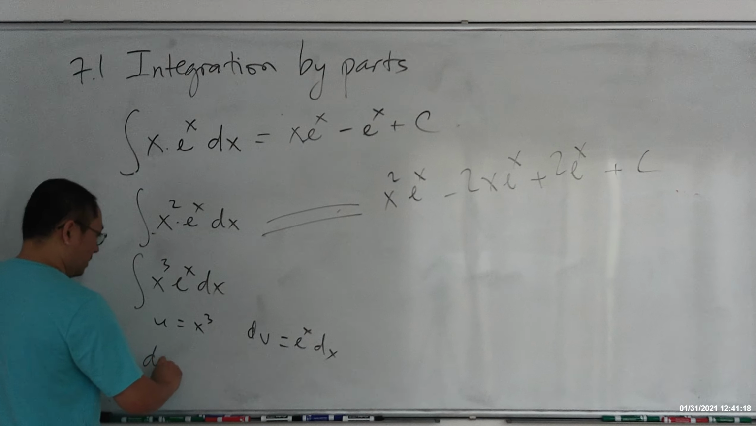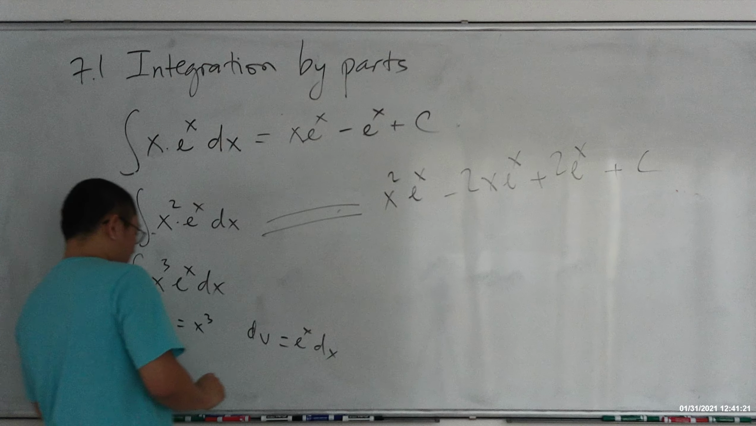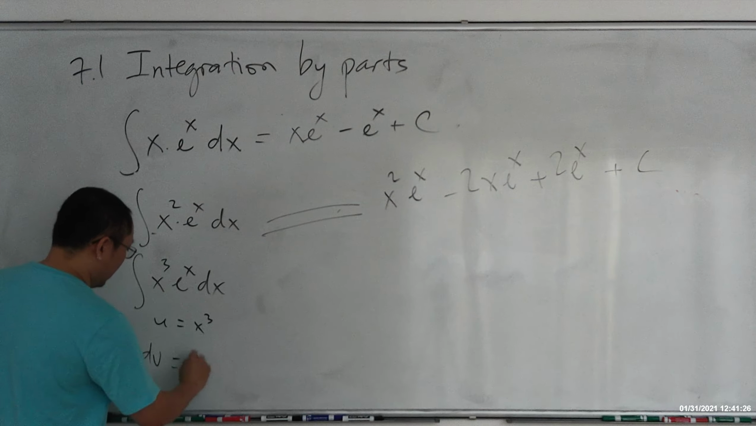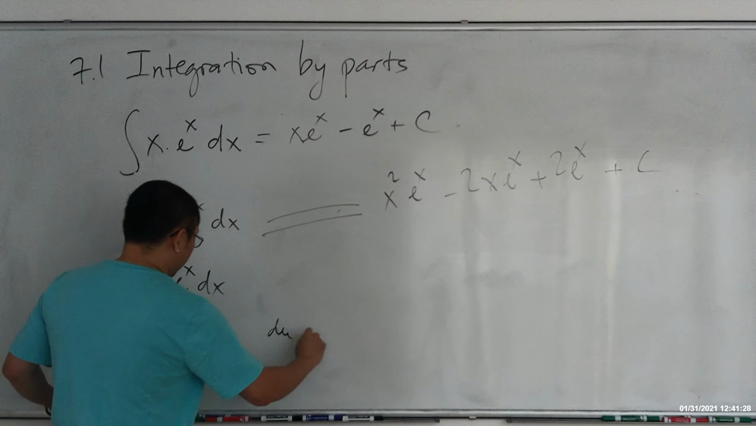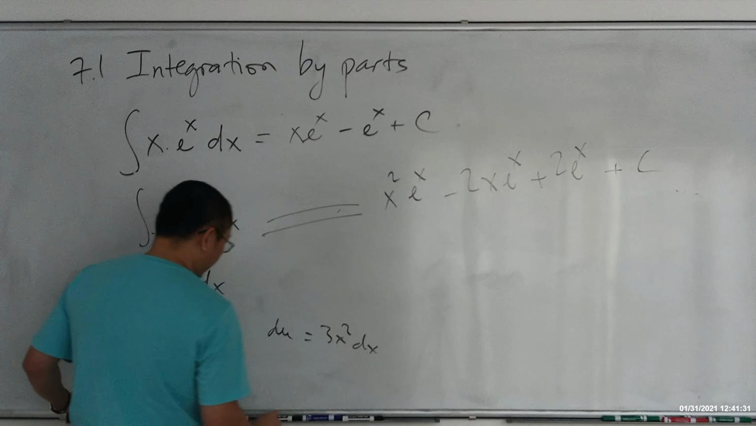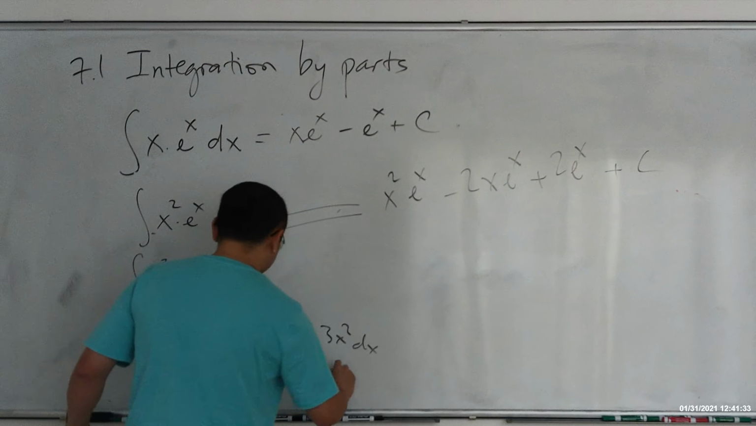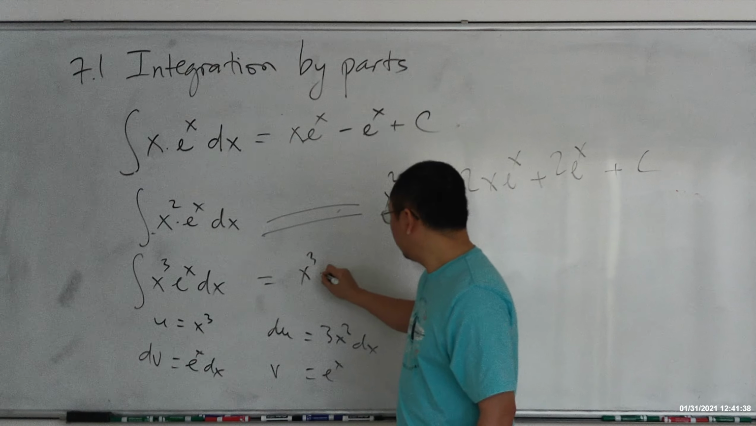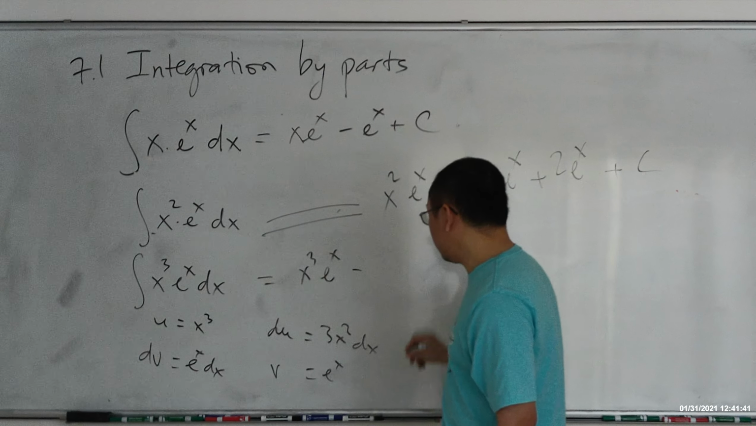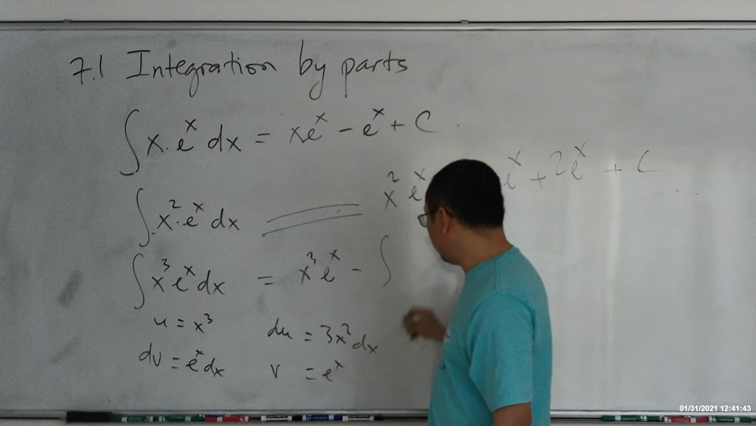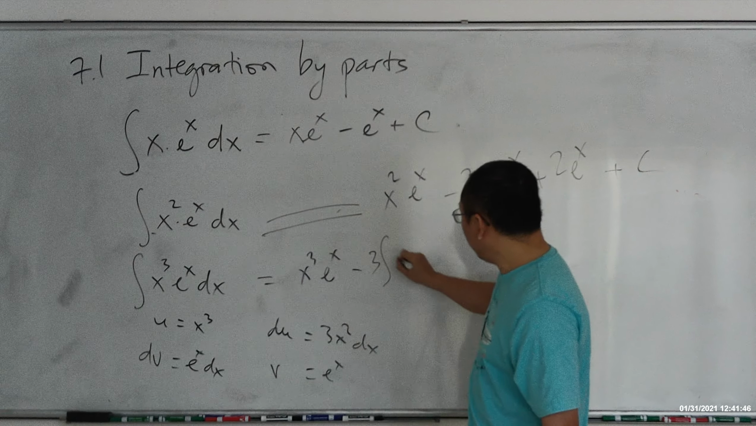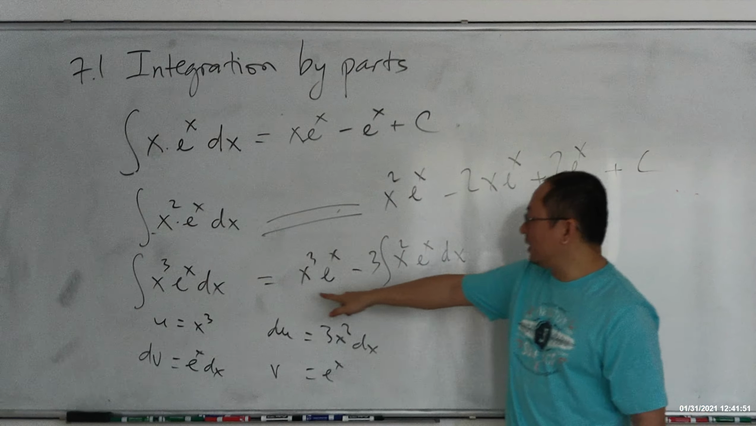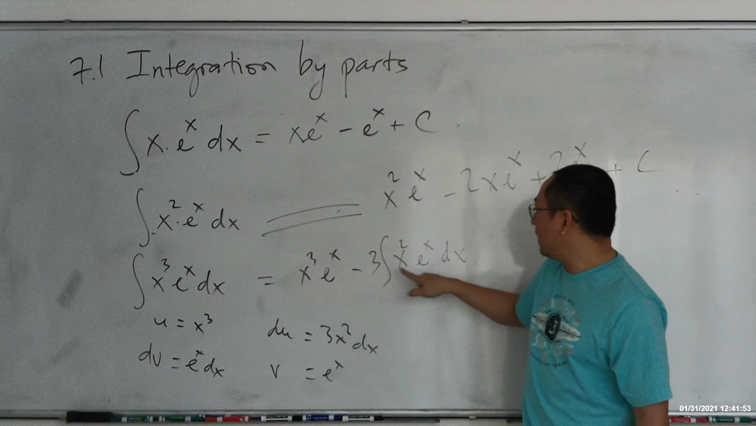So du is 3x squared dx, and v is still e to the x. I write it the same way, it doesn't matter. This problem becomes u times v, x cubed e to the x, minus the integral of v du. So it's going to be 3, a constant, outside, times the integral of x squared e to the x dx. And you see, you bring it down from x cubed to x squared.